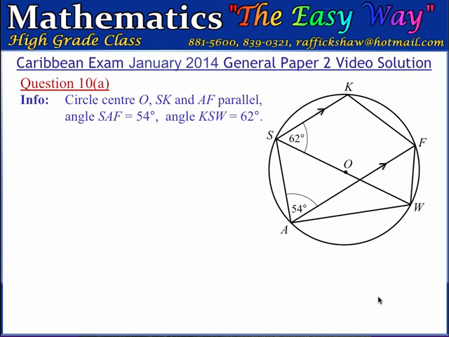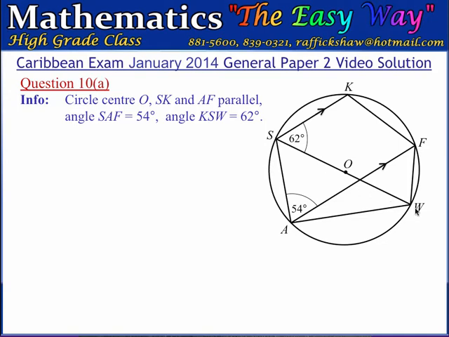We are now at question 10 of this CXC CSEC January 2014 General Paper 2 exam video solution. And in this question 10, we are given this circle with the center O, and inside the circle we have two chords that are parallel. This chord SK is parallel to this chord AF, and that's what we are told here.